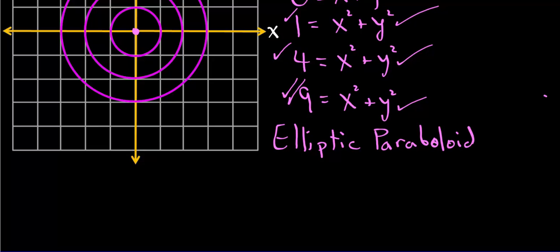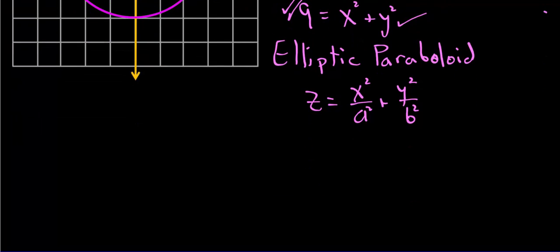Now, the standard form for an elliptic paraboloid would just be z equals x squared over a squared plus y squared over b squared. Notice that with this one, all of our traces parallel to the xy plane are circles, or we could modify it and make it an ellipse. In the example we looked at, a squared and b squared are just 1. But this is how it could look.